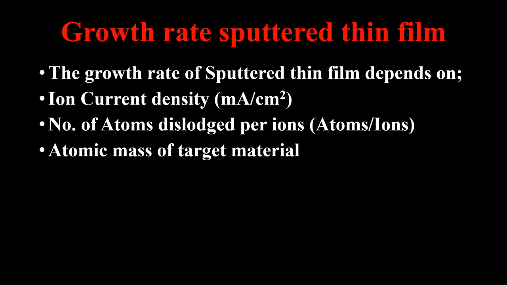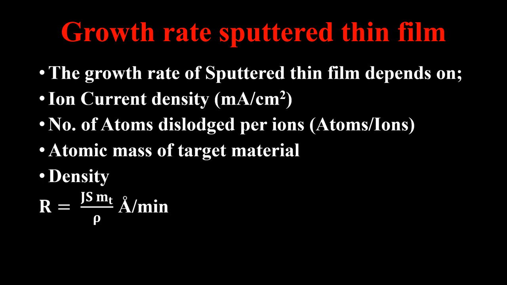And this factor is key in order to remove the source material. If the mass of the inert ion is greater, it will easily remove or dislodge the target or the source material. The density of the source material and also the density of the impinging ion is also a key factor in order to have a higher growth rate.